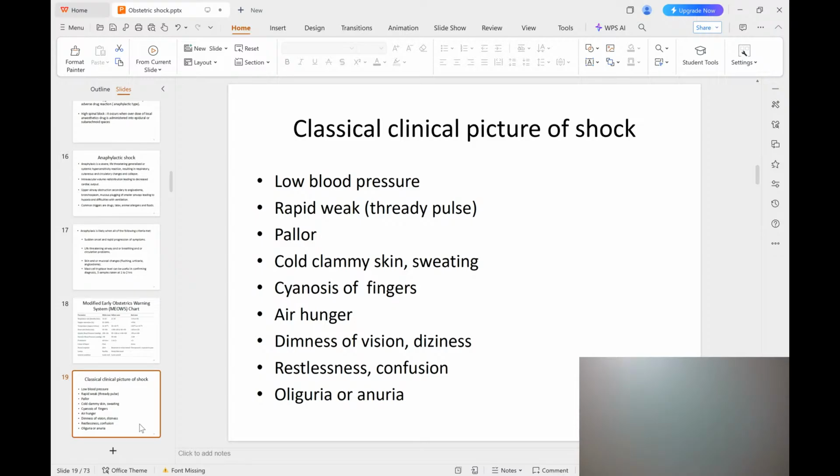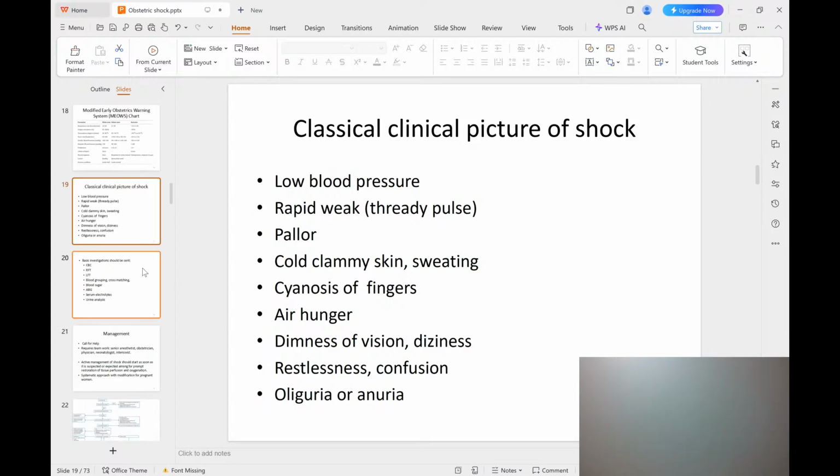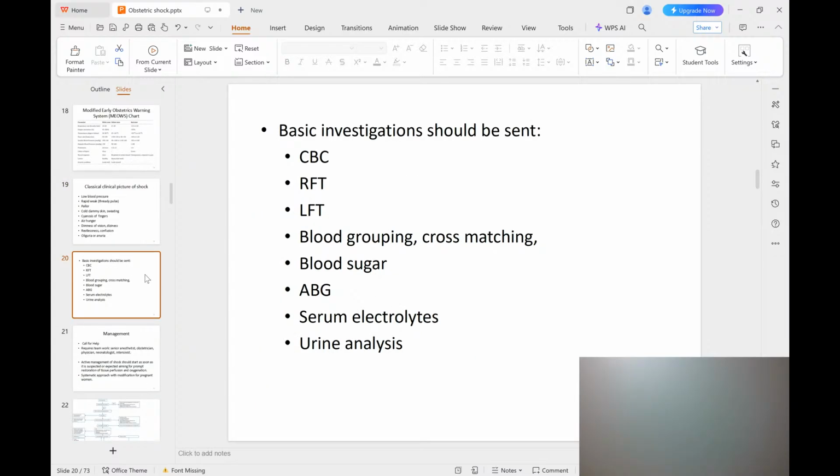The general clinical picture of shock is usually that the patient has low BP and a rapid, weak, thready pulse with pale, cold, clammy skin, sweating, cyanosis of fingers or ears, hunger, dimness of vision or dizziness can be present, restlessness, confusion, oliguria or anuria may be seen. And whenever there is suspected shock, we will send basic investigations like a complete blood count with hemoglobin, and blood grouping and cross matching should be done. Renal function test, liver function test, blood sugar, serum electrolytes, ABG, arterial blood gas, and urine analysis are done.